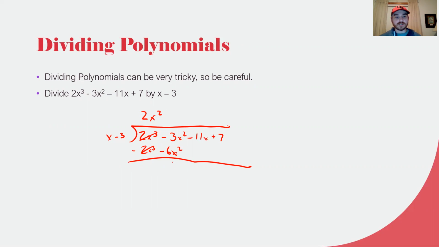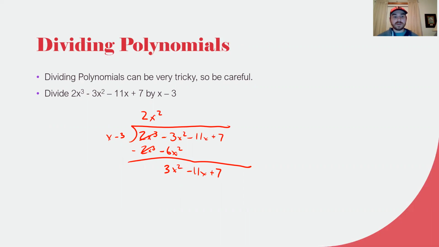2x cubed minus 2x cubed is 0. Negative 3x squared minus negative 6x squared. So negative 3x squared plus 6x squared is 3x squared. There's nothing to subtract here, so we have minus 11x, and then we have plus 7.